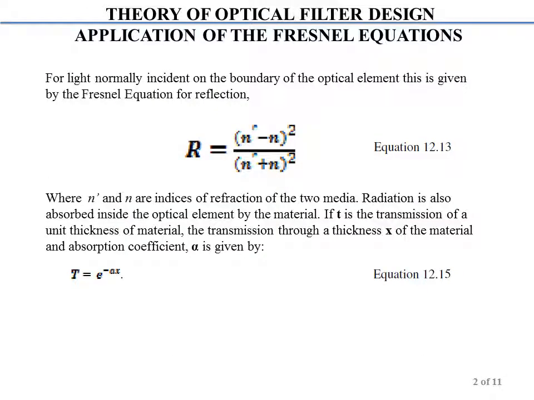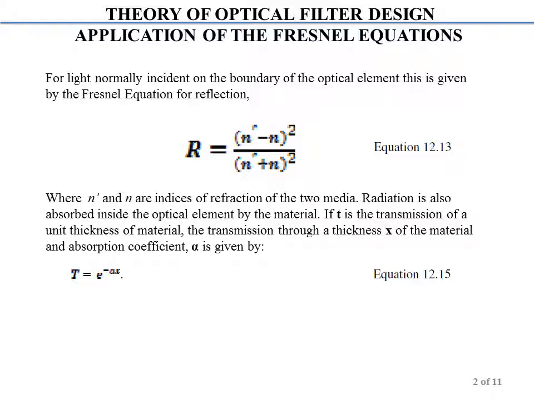The next slide shows the application of the Fresnel equation in the optical filter as a basis, and as you can see, whereas there are n prime and n, which are indices of refraction of the two media, there is a reflection which occurs for light normal incident to the boundary given as (n prime minus n) squared over (n prime plus n) squared, where n are the indices of refraction of the two media.